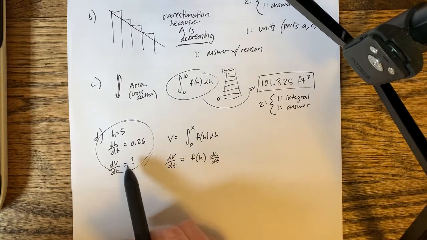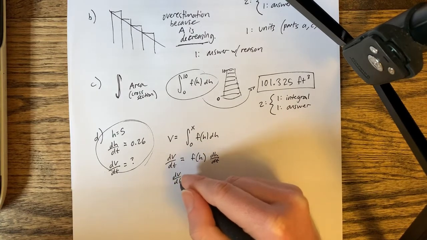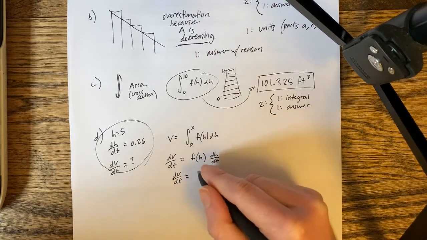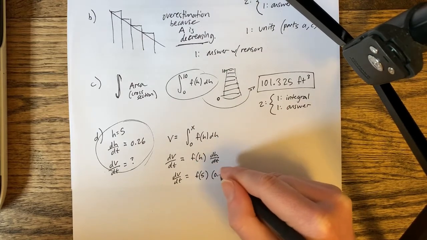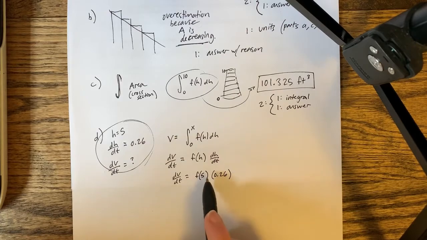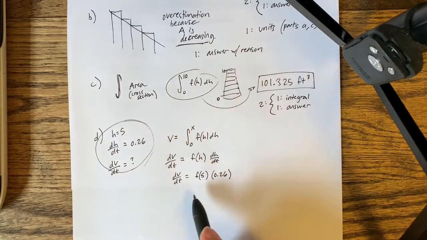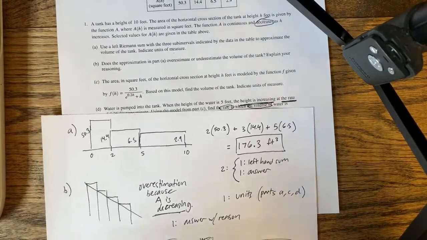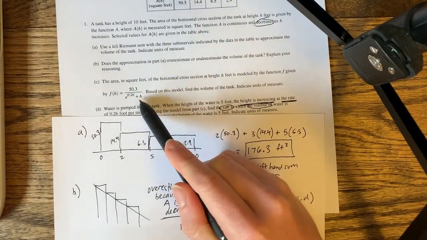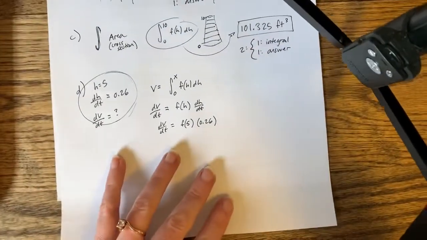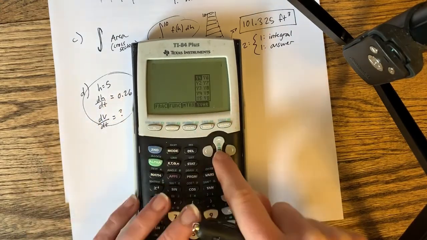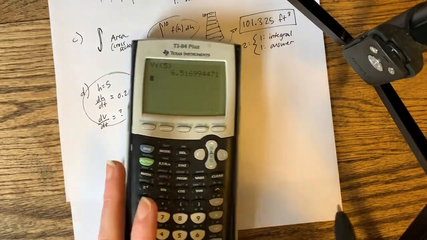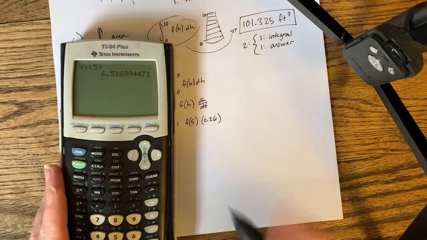Okay, then I'm going to plug in this stuff. So dV/dt, f of h, well, I know h is 5, so that'll be f of 5, times dH/dt, which is 0.26. Now, if you're wondering where I get f of 5, remember that f of x was that equation they gave us back in part C. So I'm just going to plug in 5 to this equation. And actually, since I already have the equation in for y1, I can just do alpha calc, put y1 of 5 and get 6 point whatever.